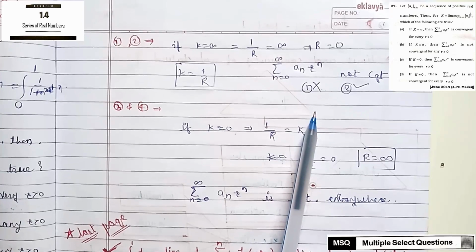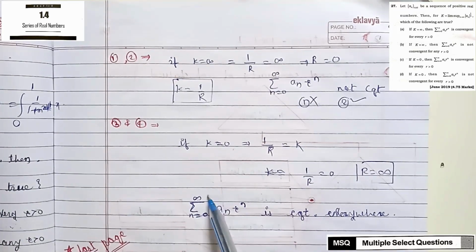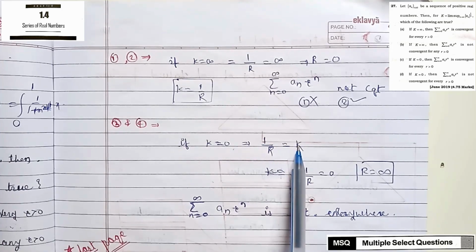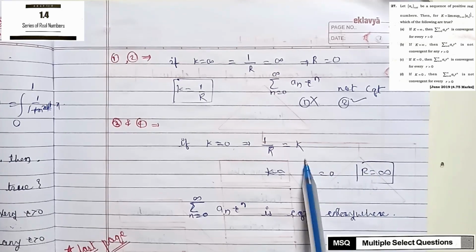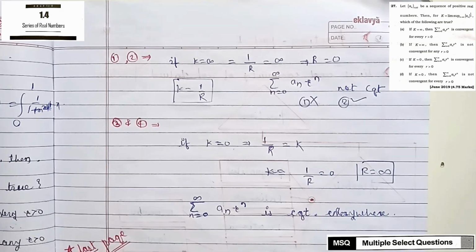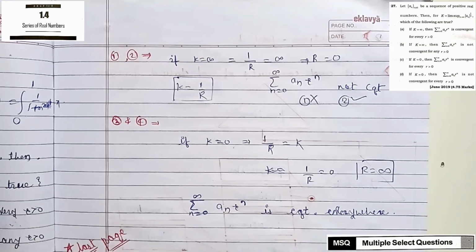Similarly do it for the third and fourth options. If we take k is 0, then 1 upon r is equal to k, so 1 upon r is equal to 0, and we get the radius of convergence as infinity. If the radius of convergence is infinity, then 1 upon r is 1 upon infinity, which is 0. That means the series is convergent everywhere. So if the radius is infinity, the power series is convergent everywhere. Our correct options are B and C, and our discarded options are A and D.